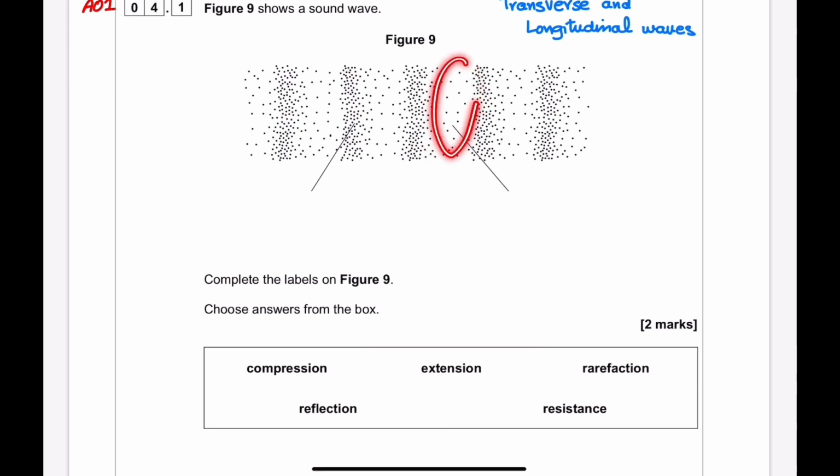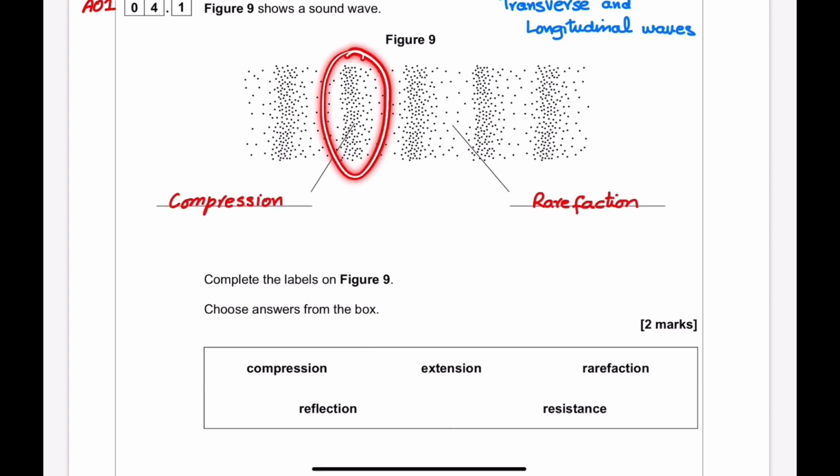So this is rarefaction and this is compression. So the labelled parts are compression and rarefaction. This is the compression region of the longitudinal wave, and this is the rarefaction part of the longitudinal wave. The student must know the properties of the longitudinal waves to answer question 4.1.